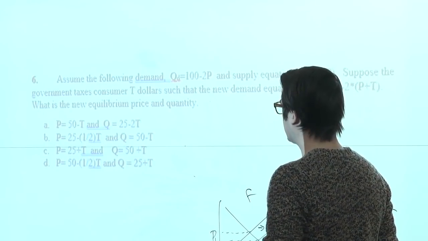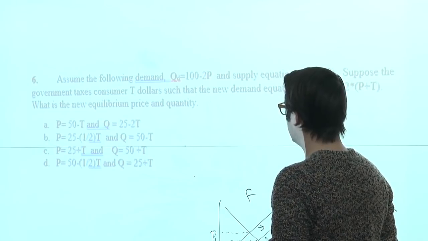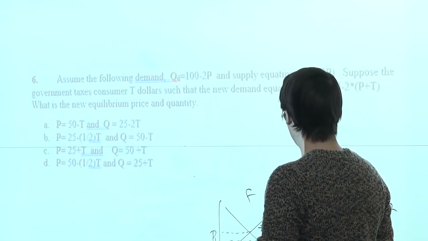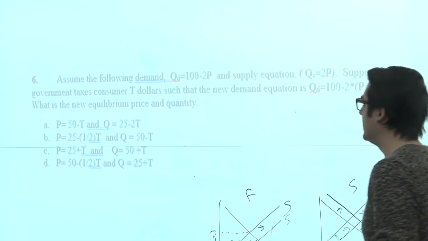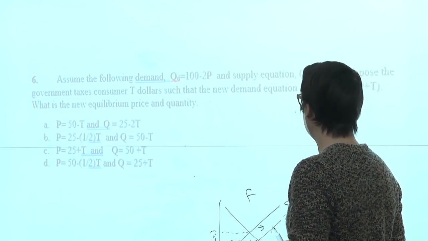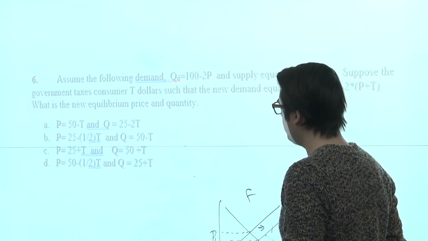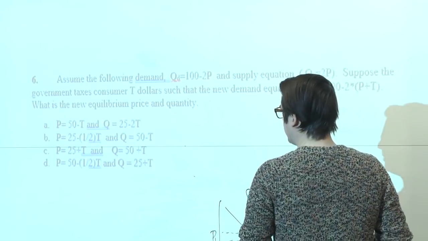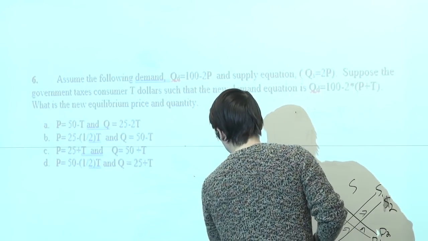All right, question 6. Assume the following demand curve and supply equation, and suppose the government taxes consumers $T such that the new demand curve is as given. What is the new equilibrium price and quantity?